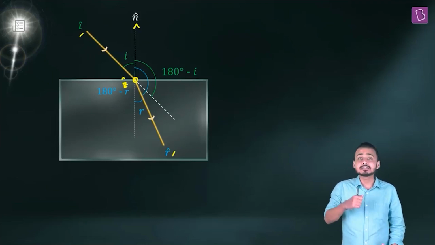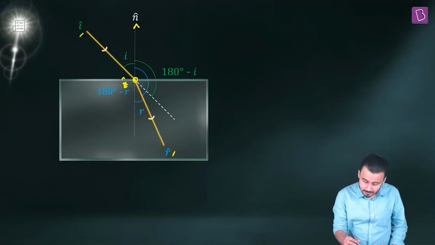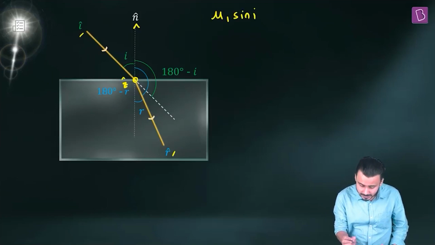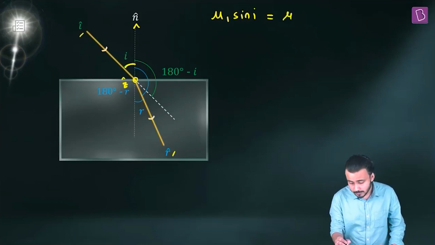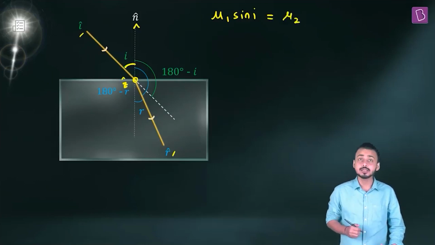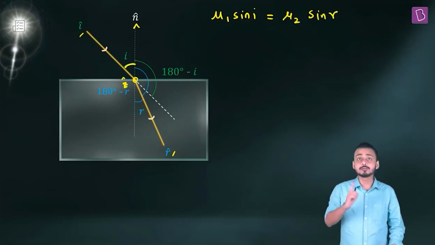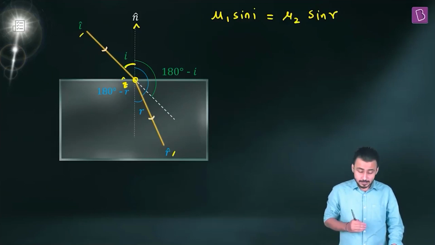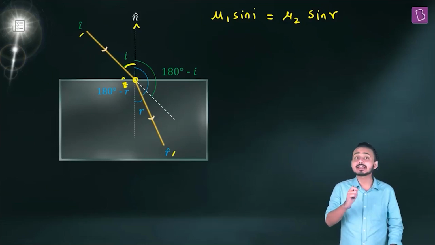Now, what is the general statement you have understood about Snell's law? Snell's law says mu1 sine I is equal to mu2 sine R, where I is the angle of incidence and R is the angle of refraction. Correct? Now, I would like to transform this. But first, wait. Let us calculate a few things which are important for the transformation.